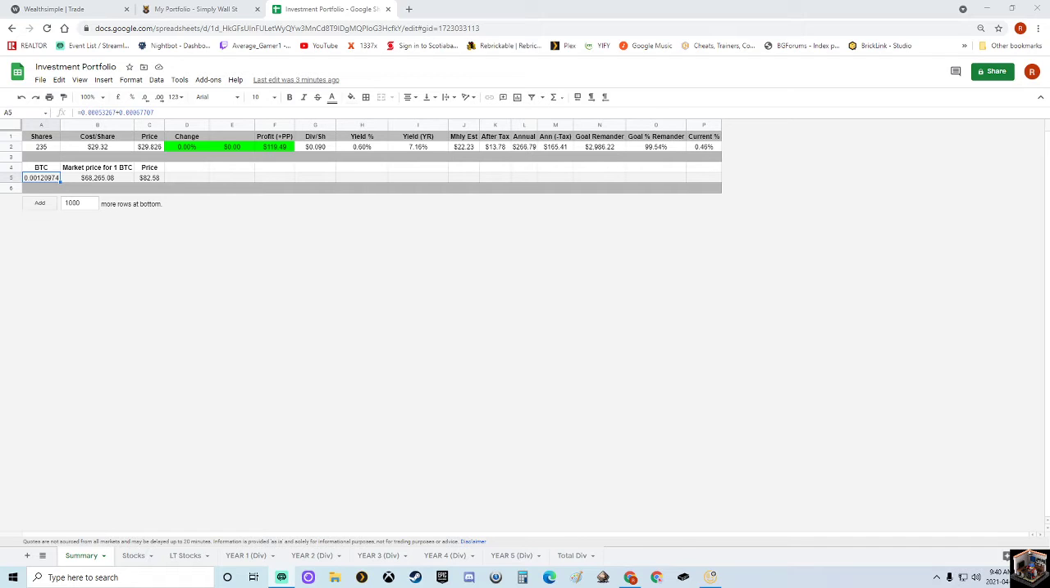Now, one of the things I was concerned about was the fact that the company I was using for my investments was charging me almost $10 a purchase. Meaning whenever I bought a stock, they charged me 10 bucks. If I bought two stocks, they charged me 10 bucks. If I bought 500 stocks, they charged me 10 bucks.